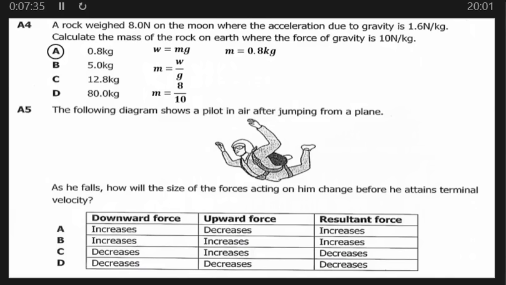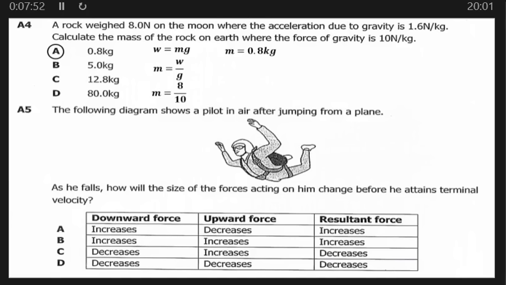All right, so let's go to A5. A5 reads, the following diagram shows a pilot in air after jumping from a plane. As he falls, how will the size of the forces acting on him change before he attains terminal velocity?